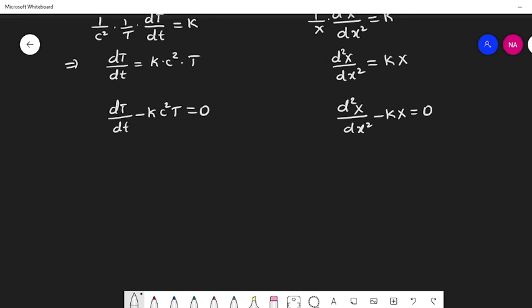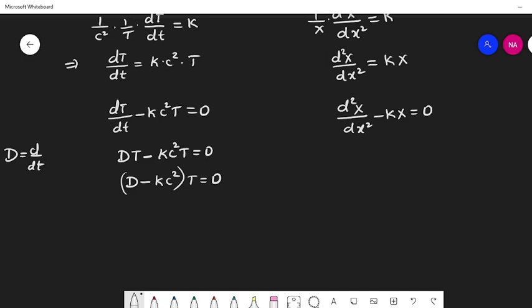So if you assume capital D stands for d by dt in this, then it takes the form dT minus kc square T equal to 0. So from that you can write (D minus kc square) times T equal to 0.